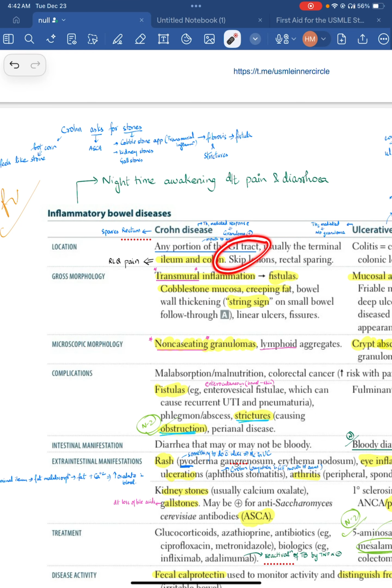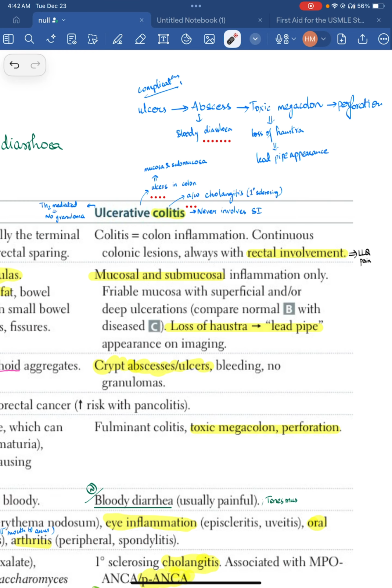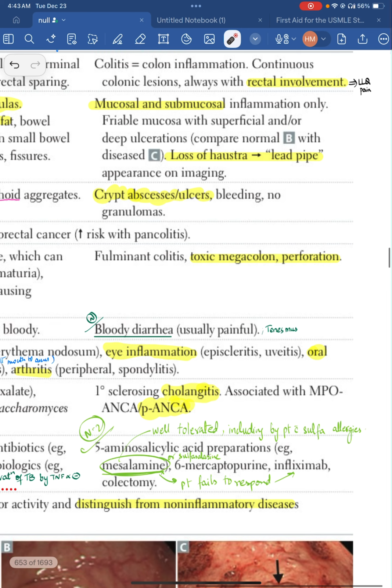You can have any kind of ulcers. Another thing, colitis and cholangitis. Both of them sound very similar. So ulcerative colitis is associated with cholangitis, primary sclerosing cholangitis. And this is ANCA positive, P-ANCA, MPO ANCA, whatever it is.